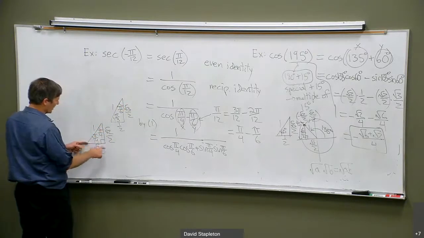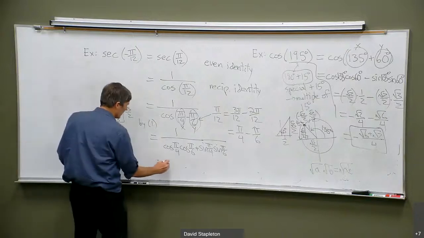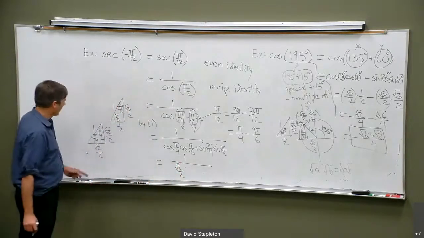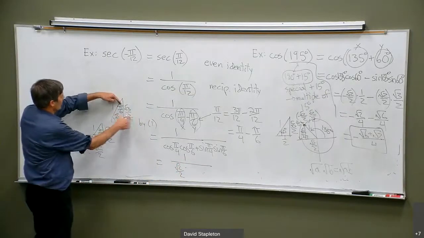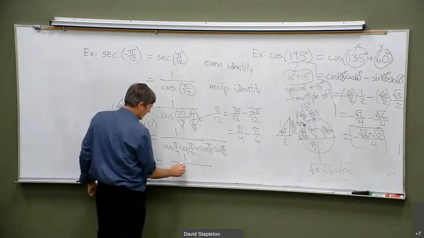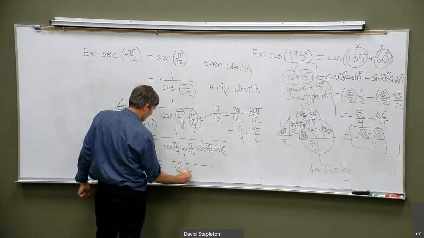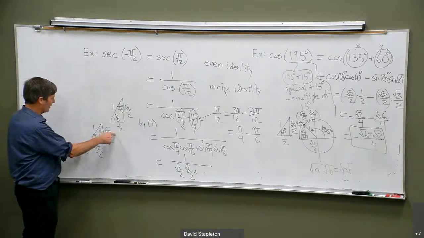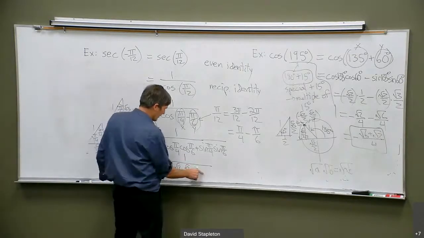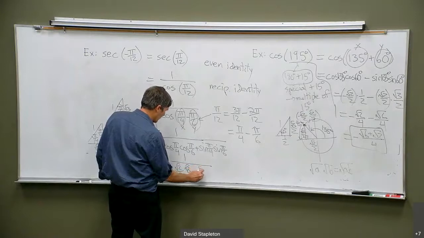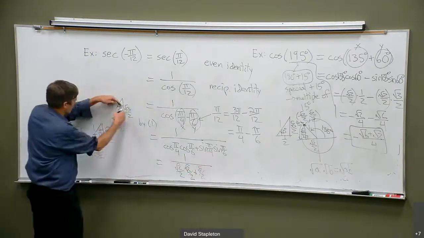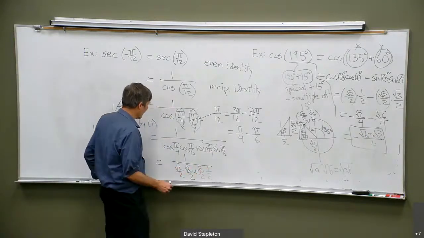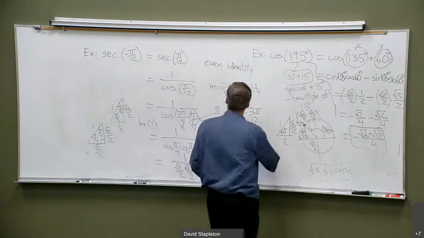And now let's see, the cosine is adjacent over hypotenuse, is square root 2 over 2. Cosine of pi over 6, this angle is adjacent over hypotenuse, is square root 3 over 2. Sine of pi over 4 is opposite over hypotenuse, is square root 2 over 2. And sine pi over 6, this angle is opposite over hypotenuse, is a half. There it is exactly, the secant of minus pi over 12.